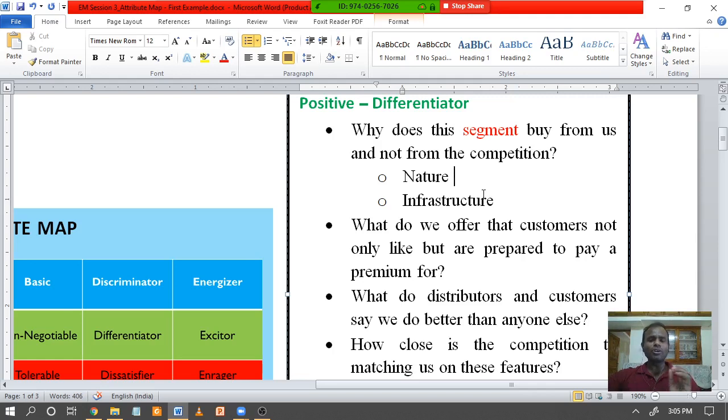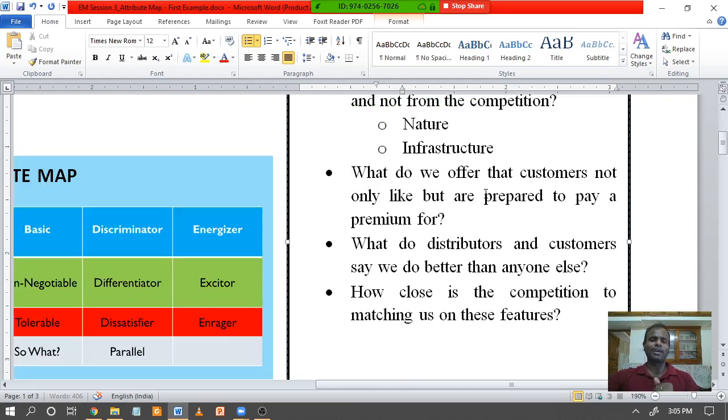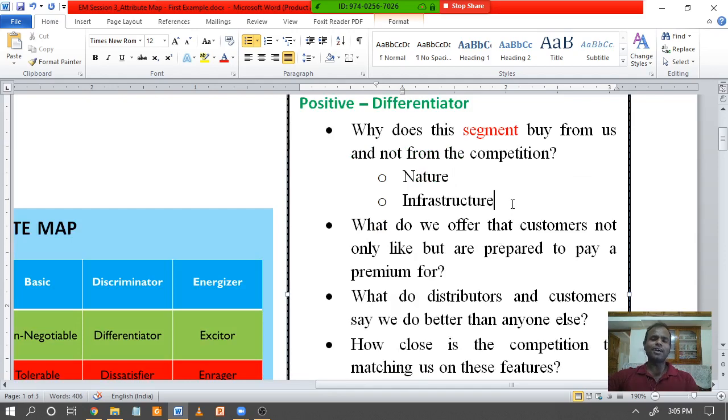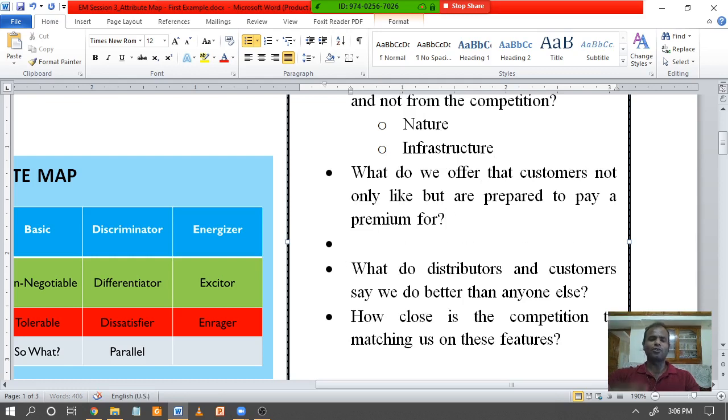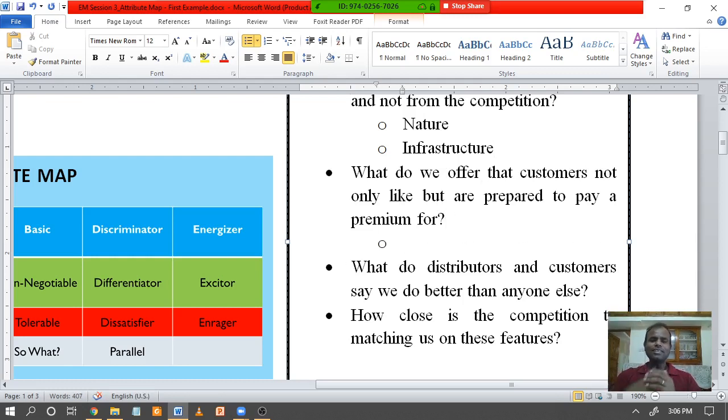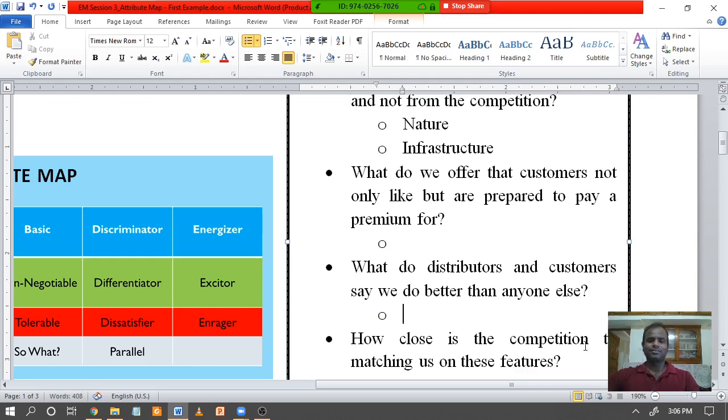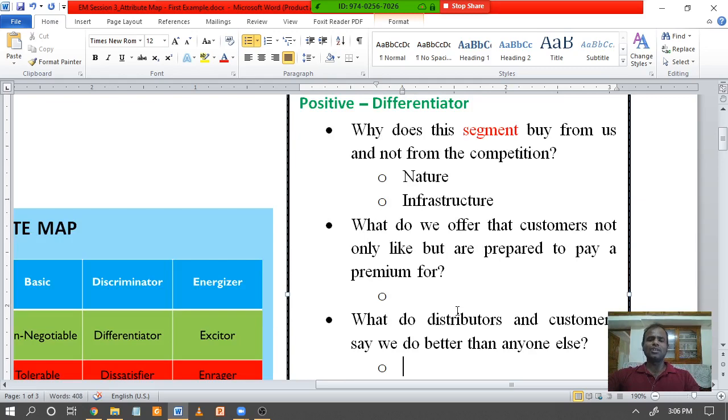So what is that one differentiator to the segment that you can talk about which others may not have? If nature is one thing, what can be the other differentiator? Let's go to the next question. What do we offer that customers not only like but are prepared to pay a premium for? What do distributors and customers say we do better than anyone else? How close is the competition? Let's dwell on these questions.